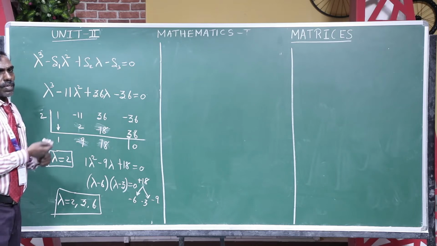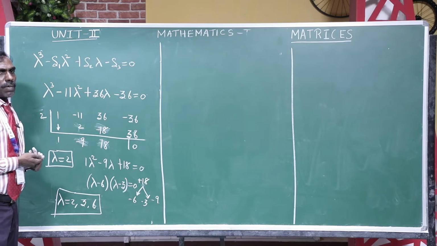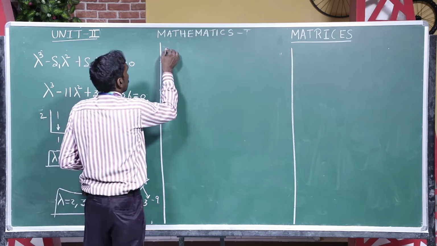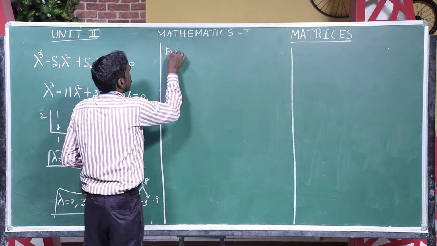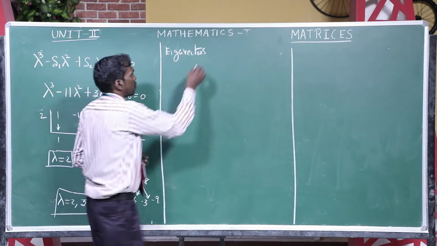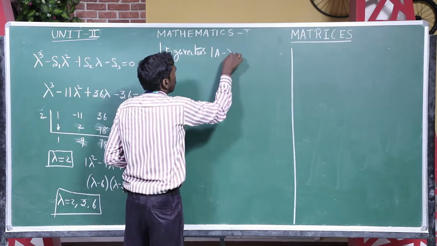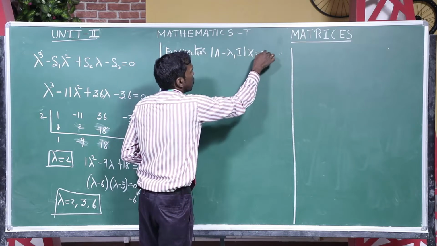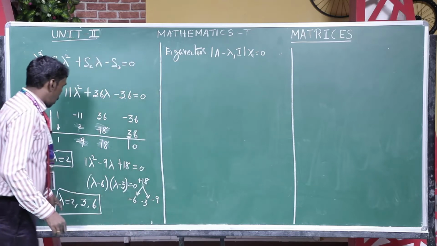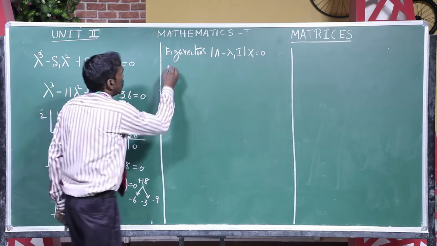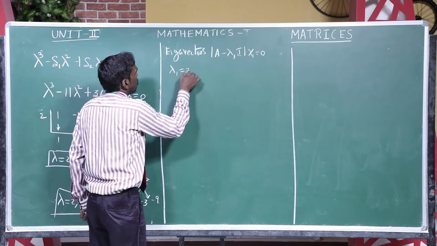Next we have to find the eigenvectors for each and every eigenvalue. What are the eigenvalues here? 2, 3, 6. I can do separate eigenvectors for each and every eigenvalue. First we have to find the eigenvectors. So the formula for eigenvectors is modulus of A minus lambda 1 I, capital X1 equal to 0. What is lambda 1? I can take lambda 1 as 2, then lambda 2 as 3, then lambda 3 as 6. So here case 1: lambda 1 equal to 2.